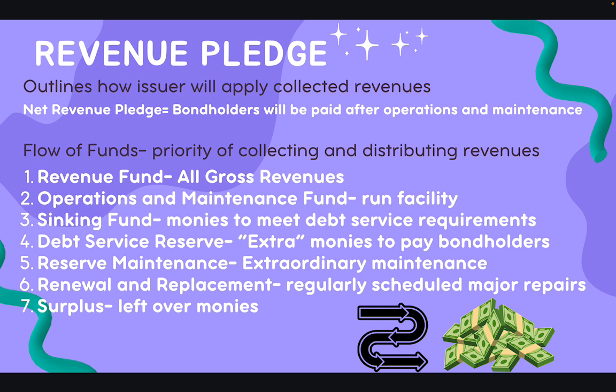Renewal and replacement. Any regularly scheduled major repairs are going to come out of this. And then surplus, we're going to have leftover monies. So this is the flow of funds. And they illustrate that the priority goes to the bondholders after operations and maintenance are paid.